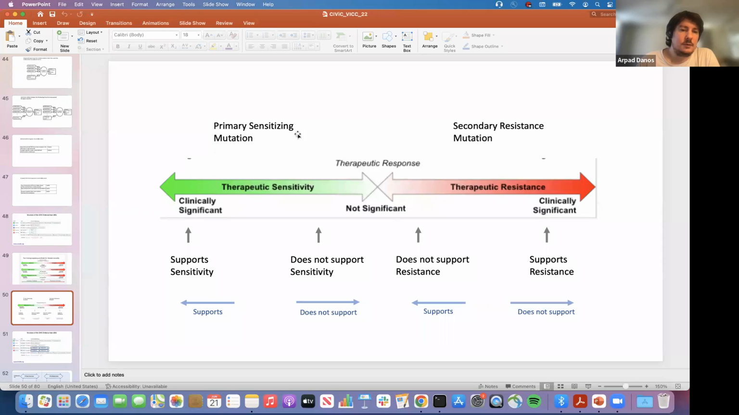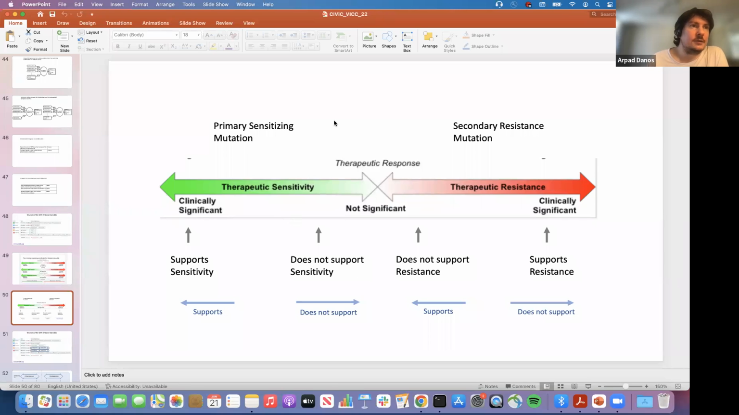For instance, if you encountered a non-small cell lung cancer patient with a novel EGFR mutation, you might ask yourself, well, is this sensitizing or not? In that case, if the patient responded to administration of a TKI, that would be a clinical response, and if you saw no response, that would be a case study level report saying this patient did not respond. They had this rare mutation, and they did not respond. So that does not support sensitivity, right?